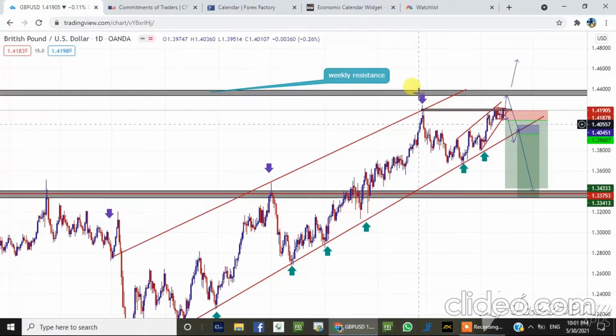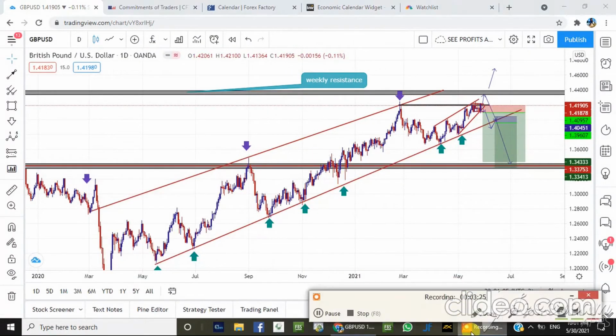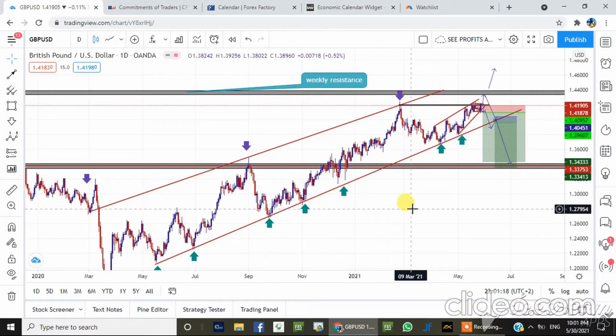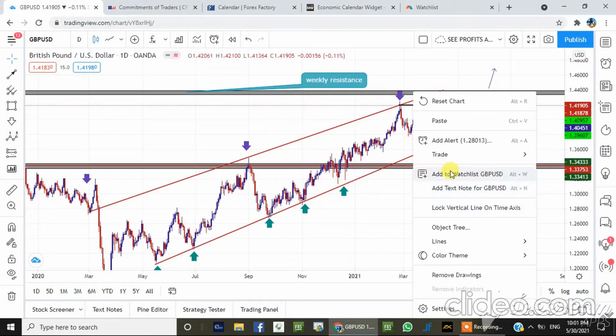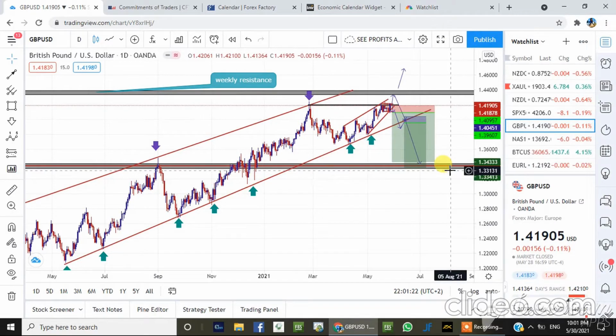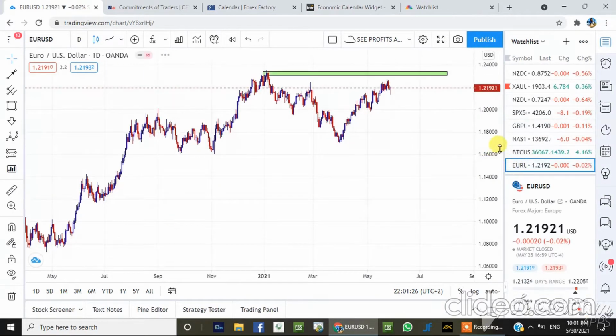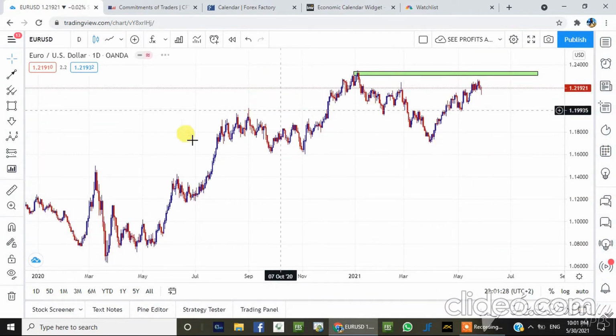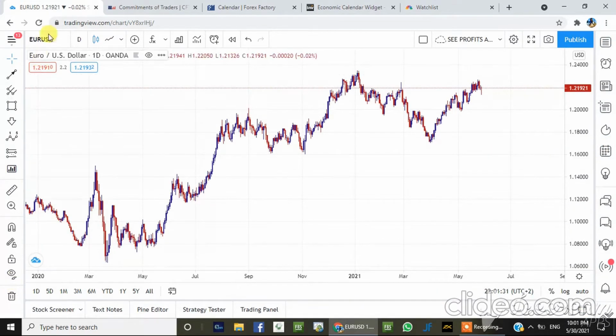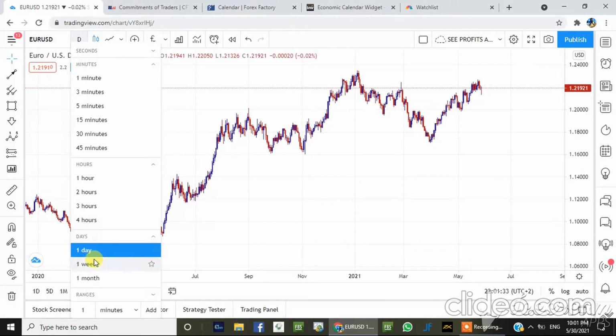Okay, now let us move to the second pair. The second pair we'll be moving to is EURUSD. So let's go to EURUSD, and let us clean everything. Let's start from the weekly time frame.